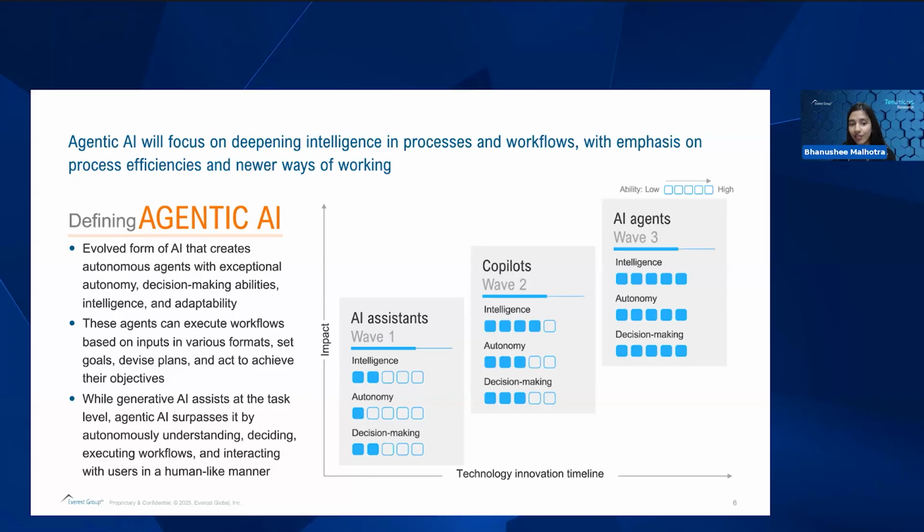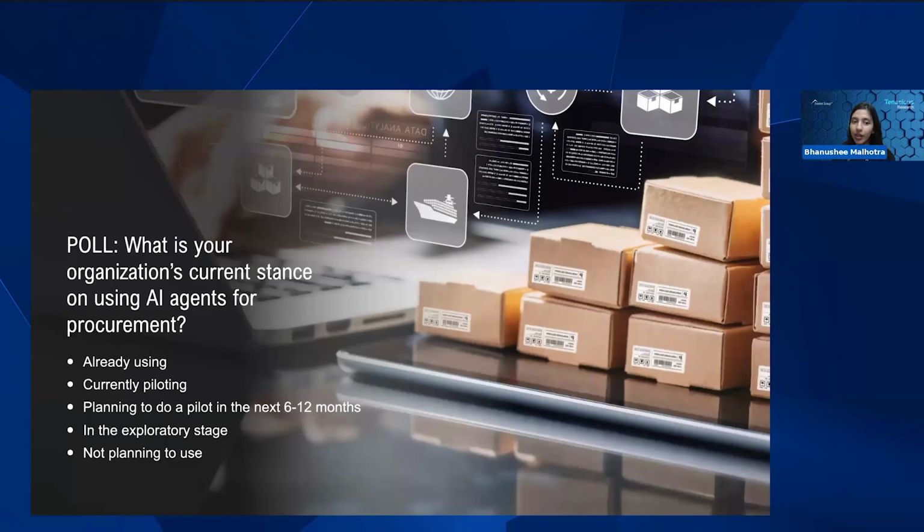So with that, just to kick us off and get the audience to a nice interactive level, we're going to start with a quick poll, right? If we move to the poll, this is the question that we want to pose to you as the audience. What is your organization's current stance on using AI agents for procurement? Are you already using them? Currently undergoing a pilot? Planning a pilot in the next 6 to 12 months, exploratory stage, or not planning to use at all?